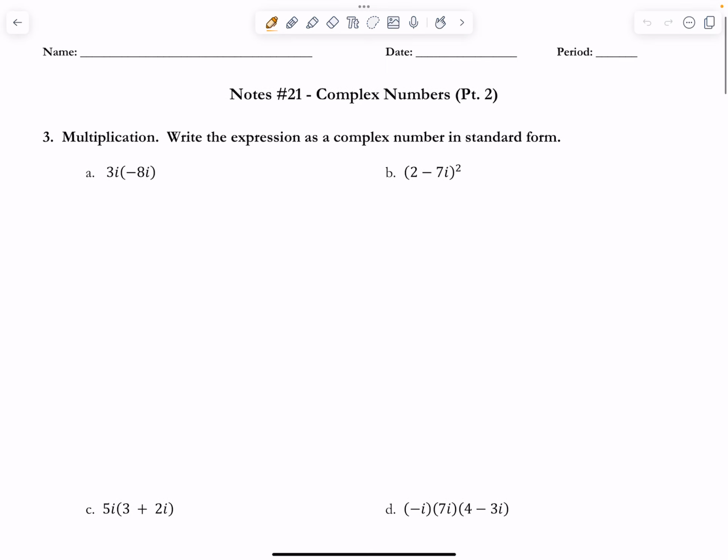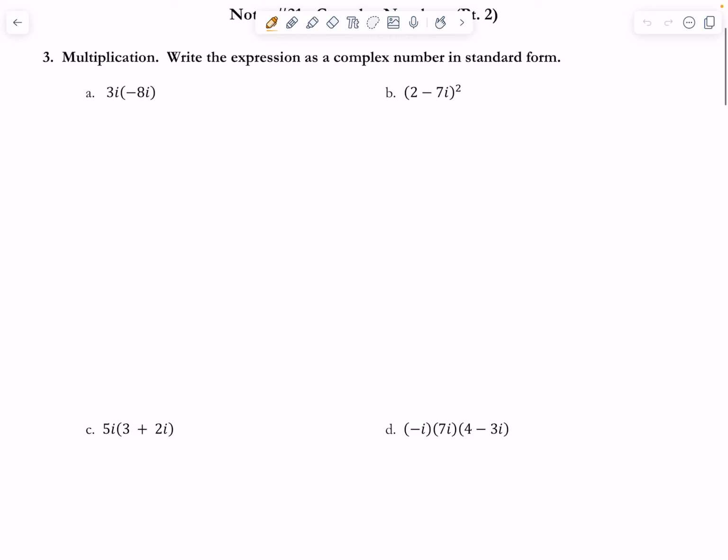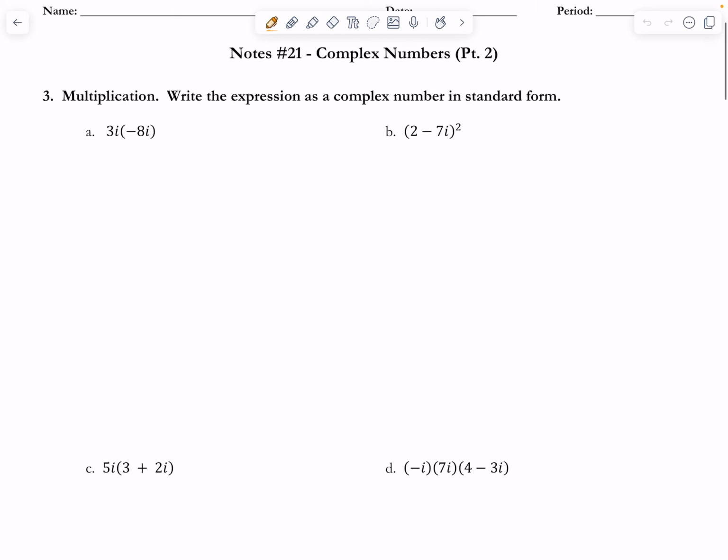All right, guys, in this video, we're going to go over the other two operations with complex numbers. So if you watched part one, we looked at addition and subtraction with complex numbers, which is really just combining like terms. Multiplication and division are a little more complicated.